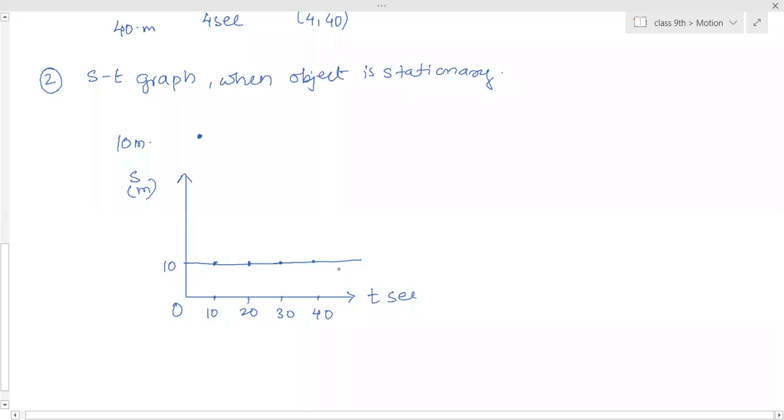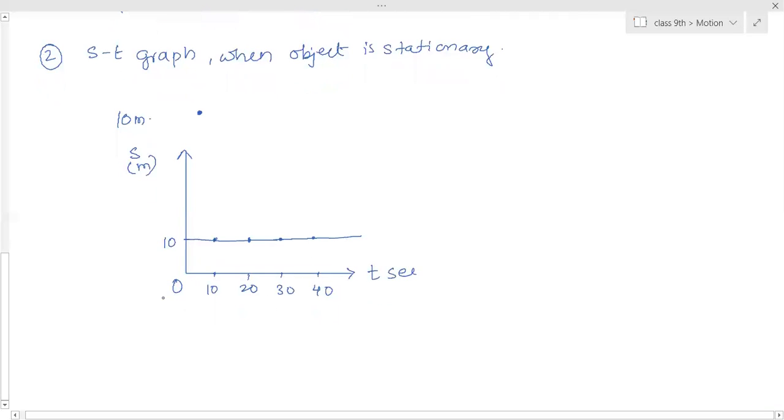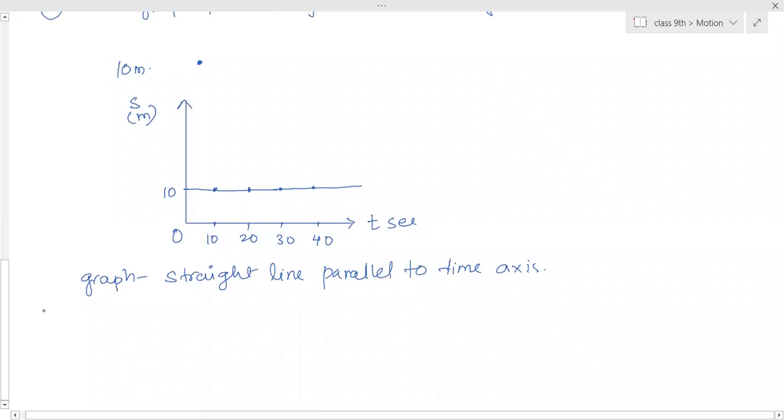Which type of graph did we get? What is the graph here? This is when the object is stationary. It is a straight line, a graph that is a straight line parallel to the x-axis, parallel to the time axis. So it is always a straight line parallel to the time axis. Whenever the object is not moving, the object is stationary, and at that time you will get a straight line distance-time graph.